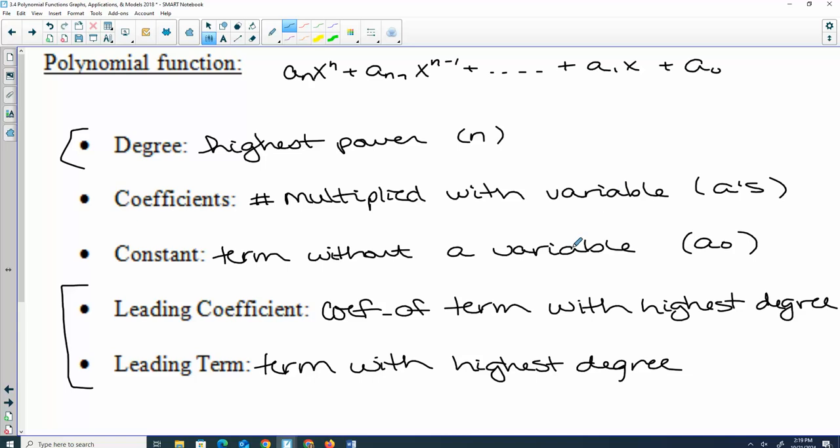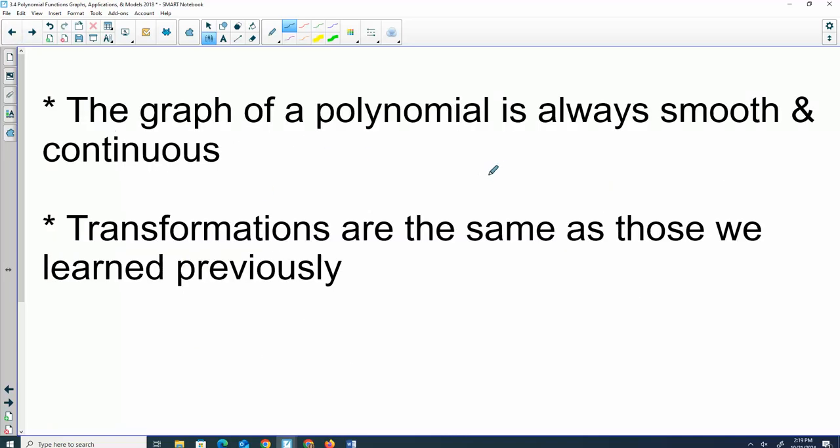When we are talking about polynomials, the graph is always a nice, smooth curve. You don't have any corners, okay? It's just nice and curved, something like this. If we want to apply any transformations, it's the same rules we've already done, because x squared was a polynomial, x cubed is a polynomial. So those rules that we've learned in the past are still true.